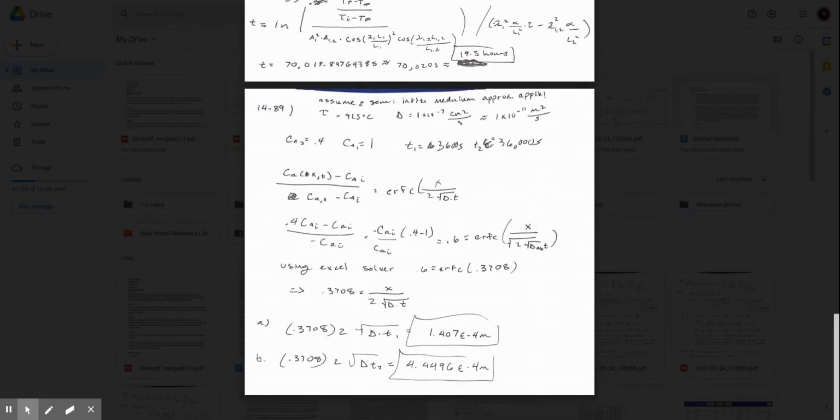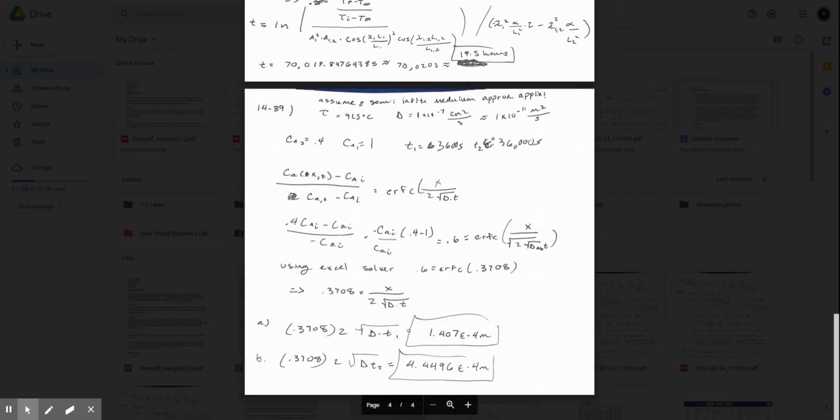The last problem is a semi-infinite medium approximation problem, but this one's for concentration of two solids. Basically, you just need to assume the concentration initially is 1, and then at a certain depth, it turns into 0.4. So then you have the excess concentration equals the error function of x over root 4Dt. And then from there, all you have to do is solve that 0.6 is equal to the excess concentration, equal to the error function, and then what's inside that. You need to solve for what would be inside the error function to equal 0.6. I used the Excel solver tool to find that, and its inside would be 0.378.